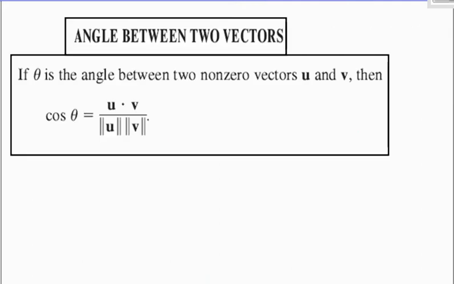All right. Now, if we want to find the angle between two vectors, if theta is the angle between two non-zero vectors U and V, then the cosine of theta is going to equal U dot V over the magnitude of U times the magnitude of V. That's a very useful formula.